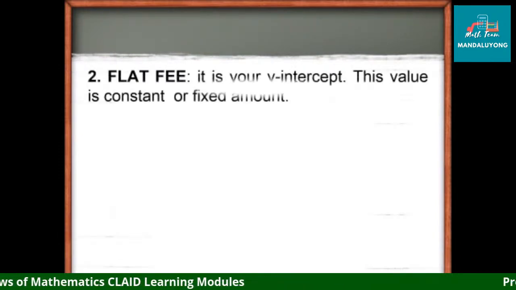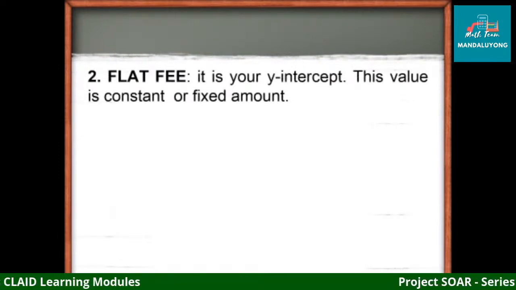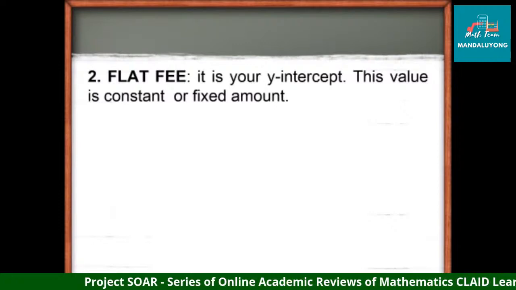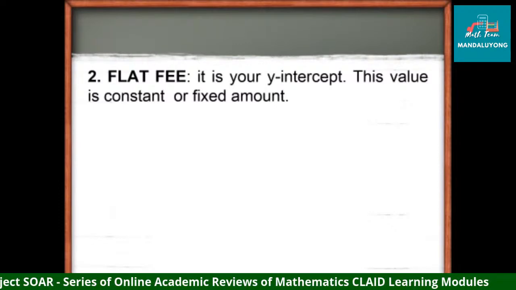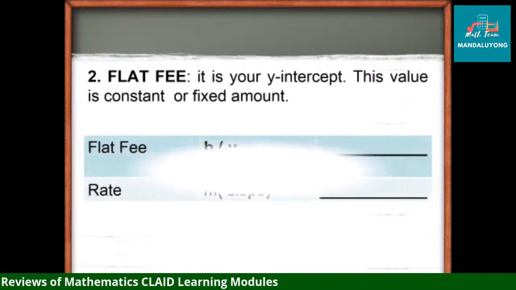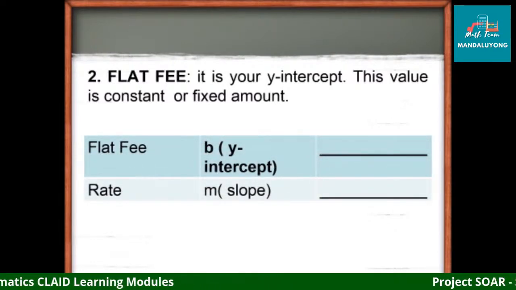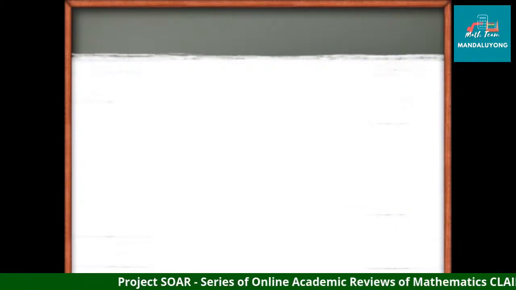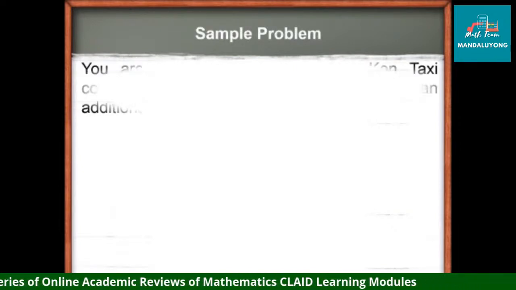Number 2, we have the flat fee. It is your y-intercept. This value is a constant or fixed amount. Now, for us to organize our flat fee and our rate, we are going to use this table. Our flat fee is the y-intercept, while the rate is the slope. Let's have the sample problems.